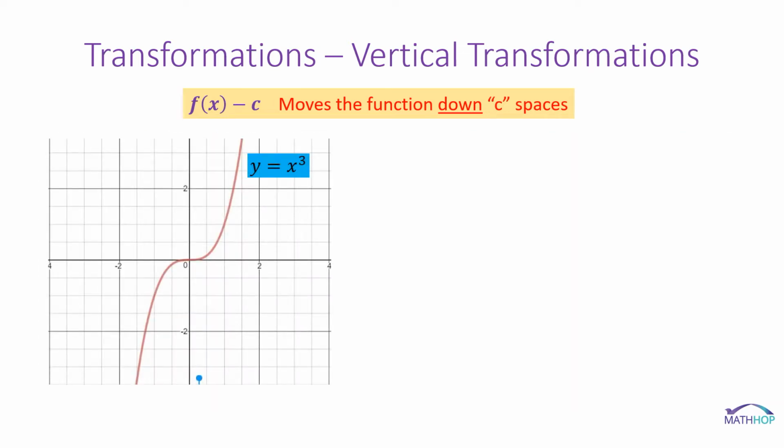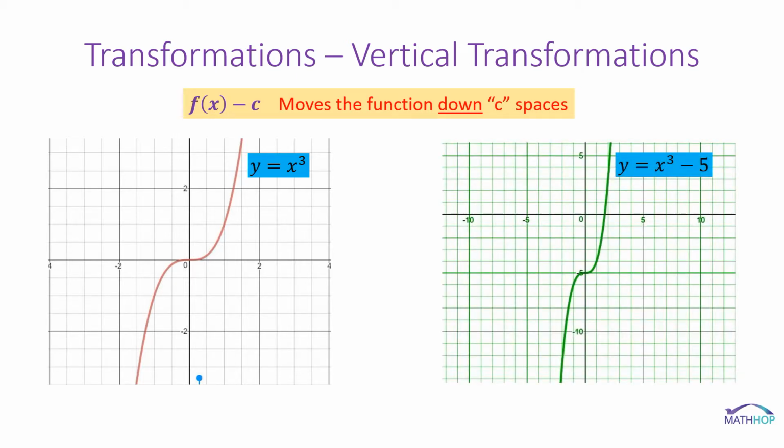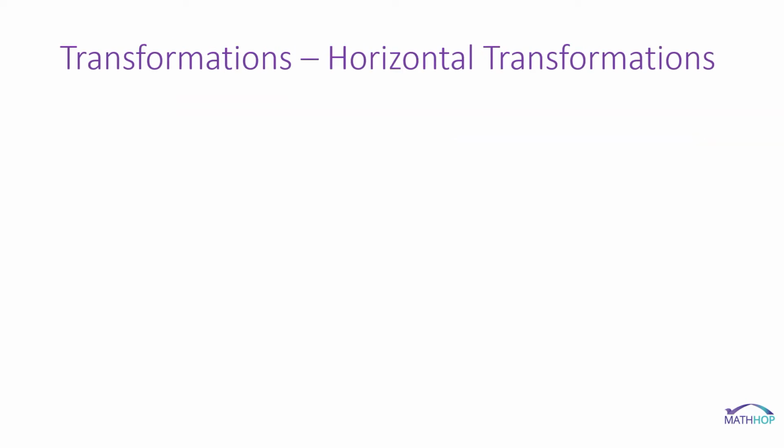Looking at the cubic function, y equals x cubed is there on the left. Y equals x cubed minus 5 shifts the graph down 5 units. Now let's look at horizontal transformations. These are the ones that you really have to kind of memorize this rule because this rule will throw you for a loop when you first see it.